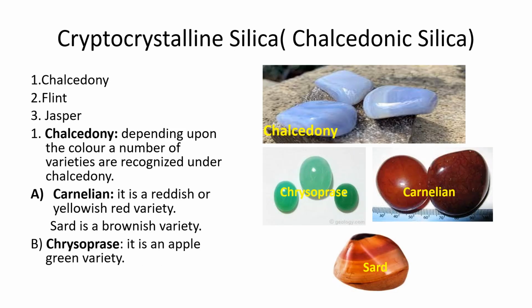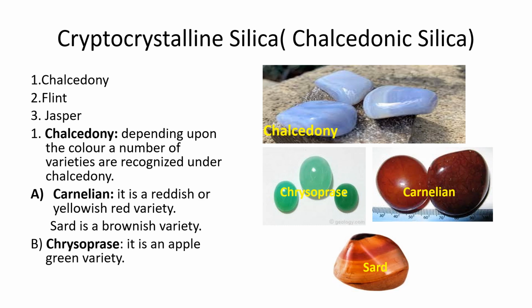Coming to the cryptocrystalline variety of silica. This is also known as chalcedonic silica. So here again there are types: number 1, chalcedony, number 2, flint, and number 3, jasper. Here, in chalcedony, depending upon the color, a number of varieties are recognized.